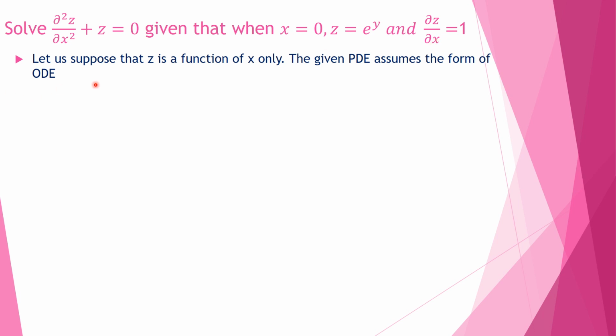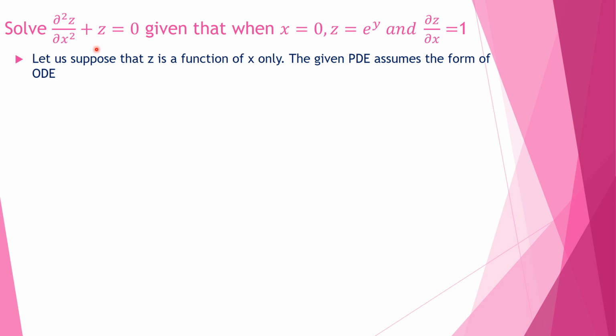Let us suppose that z is a function of x only, because in this question you can see that in the denominator the only visible independent variable is x. Therefore, we suppose that z is a function of x only. So the given PDE assumes the form of an ODE, that is, an ordinary differential equation. Since there is only one visible independent variable, we assume this as an ordinary differential equation and hence we will solve it.